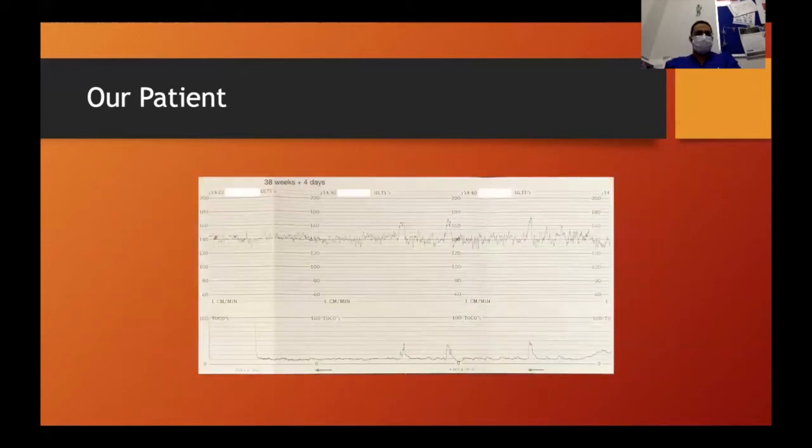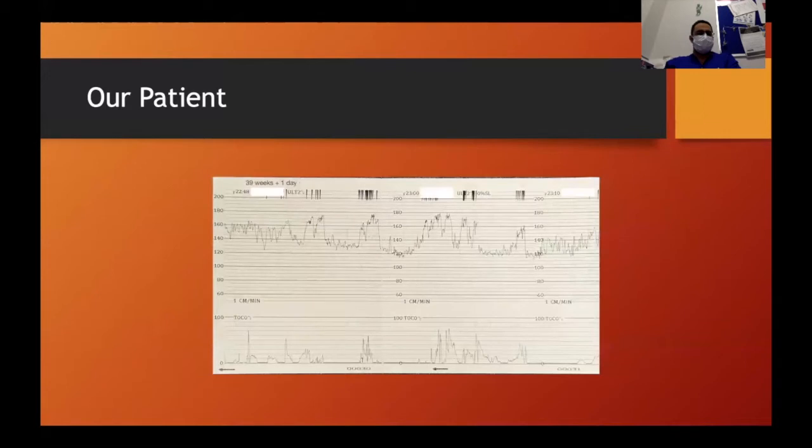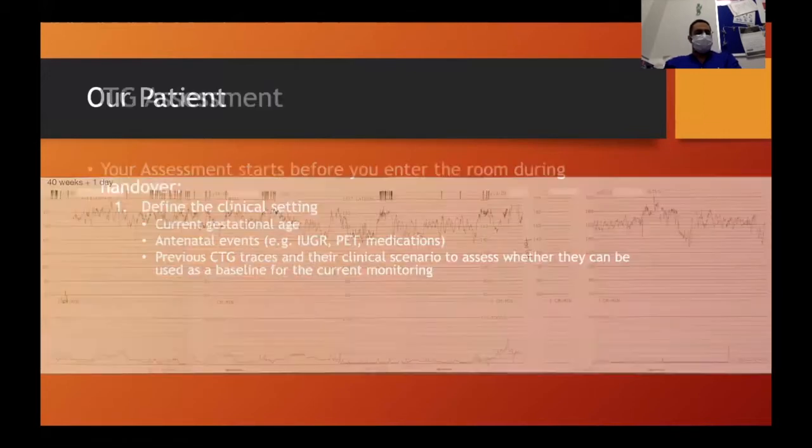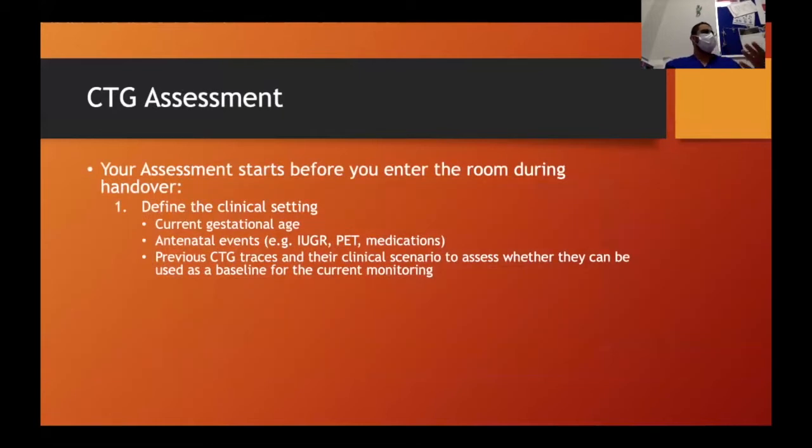38 plus 4. She's now coming in latent phase, so prolonged latent phase / contractions. Similarly at 39 weeks. Now we've seen the traces. We've seen the antenatal care. Well, what's the current situation? She was coming for induction and she's contracting on her own.